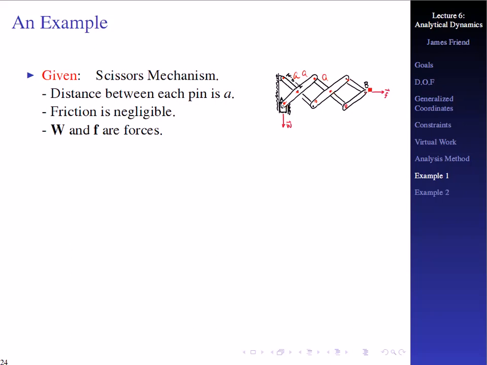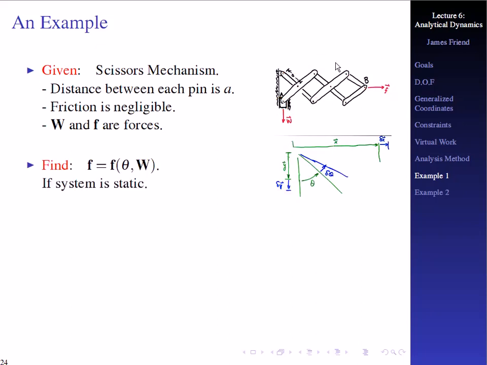We have point A here and point B. W and F are forces. W is basically like the weight of this block that's pulling down, and F is the force pulling at the scissors mechanism on the right-hand side to keep the weight from falling down and collapsing the system to the left. So what we'd like to find is F as a function of theta and W. And theta here is given by this angle from the vertical over here to the leftmost arm, as long as the system is static.